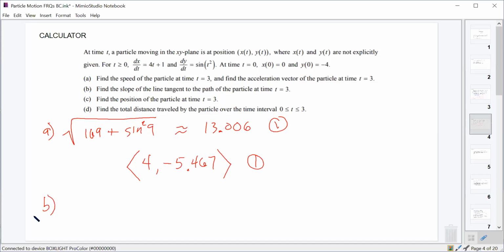All right, part B, find the slope of the line tangent to the path of the particle at t equals 3. So that ought to just be dy/dx, which ought to just be dy/dt over dx/dt, which ought to just be, what, 13 over sine of 9, which came out to be what?